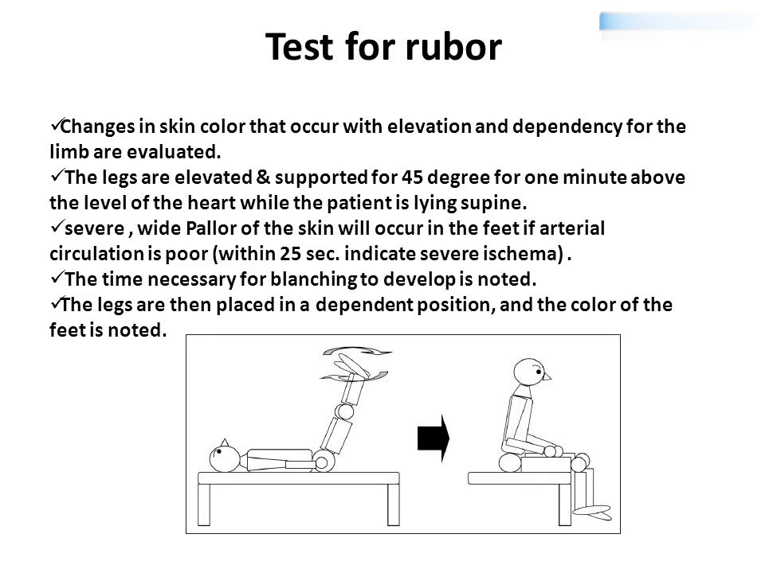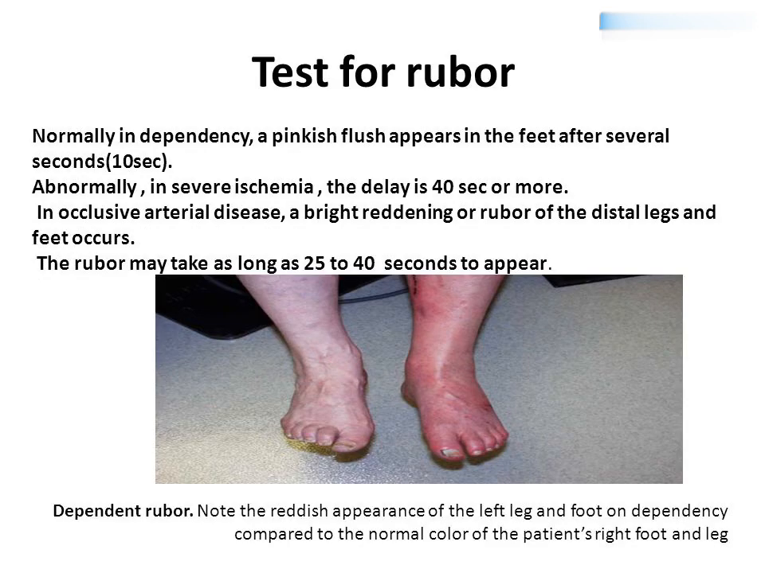The legs are then placed in a dependent position, and the color of the feet is noted. Test for rubor. Normally in dependency, a pinkish flush appears in the feet after several seconds, about 10 seconds. Abnormally, in severe ischemia, the delay is 40 seconds or more. In occlusive arterial disease, a bright reddening or rubor of the distal legs and feet occurs. The rubor may take as long as 25 to 40 seconds to appear.